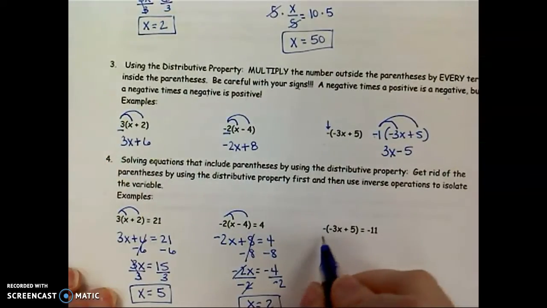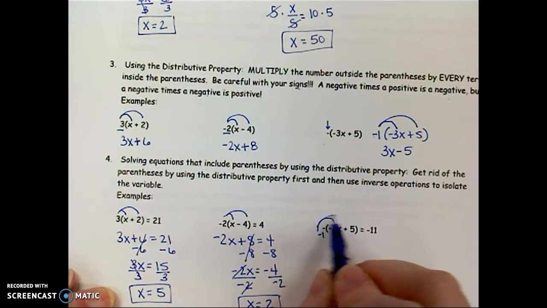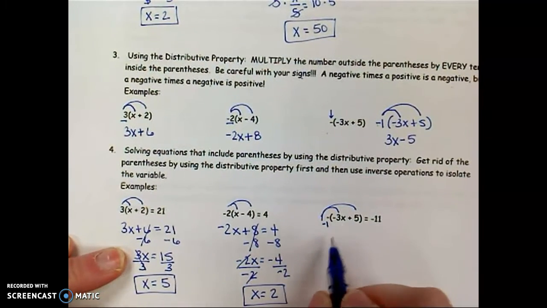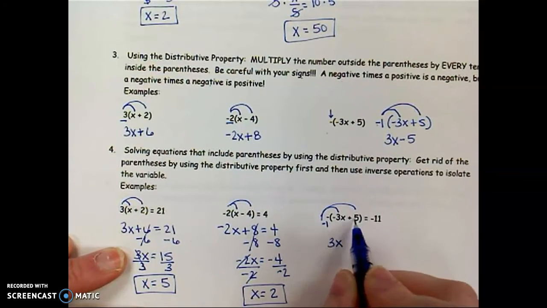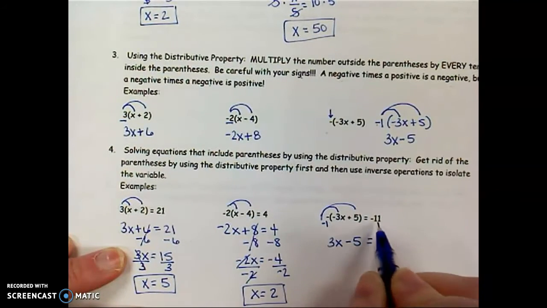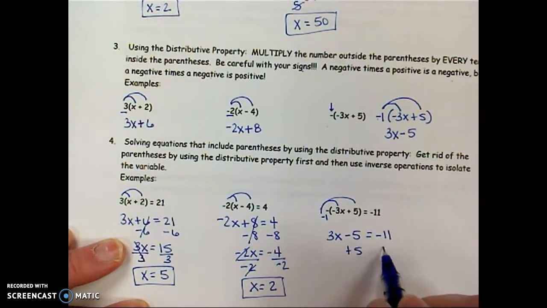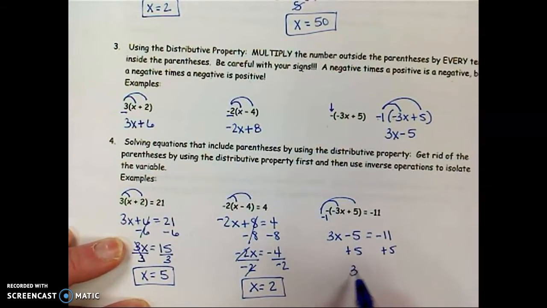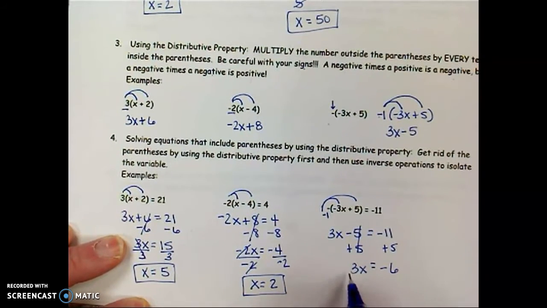And on the last one, remember that negative sign is the same thing as a negative 1. So that's what we're distributing, is the negative 1. So we get a positive 3x when we multiply negative 1 times negative 3x. And negative 1 times positive 5 is negative 5. Equal to negative 11. We're going to undo the subtraction of 5 by adding 5 to both sides. So 3x equals negative 11 plus 5, which is negative 6. Undo multiplication using division. Divide both sides by 3. So we get x equals negative 6 divided by 3, which is negative 2.